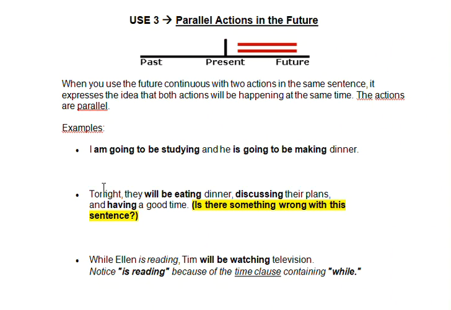¿A qué me refiero con la estructura completa del tiempo? El sujeto, el verbo auxiliar y el verbo be, que si se fijan en estas oraciones, discussing their plans and having a good time, no están presentes. Pero al estar precedidas, al estar después de una oración usada en el futuro continuo, se da por entendido que esas acciones también comparten el mismo tiempo. Por lo tanto, también están en el futuro continuo. ¿Ok? And the third example, while Ellen is reading, Tim will be watching television. Aquí pasó lo mismo, pero al revés. ¿Ya?